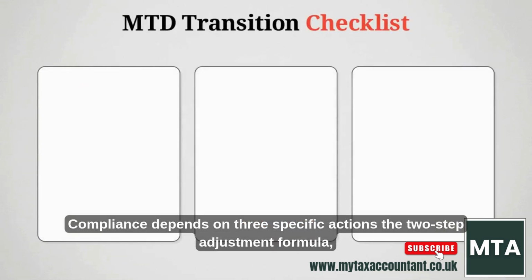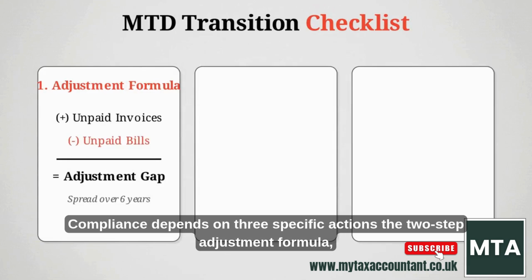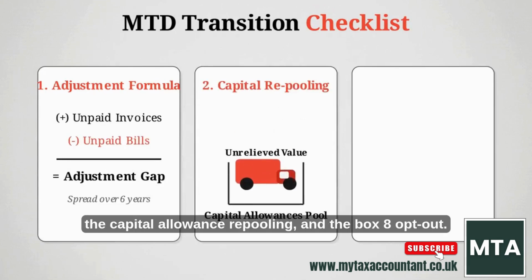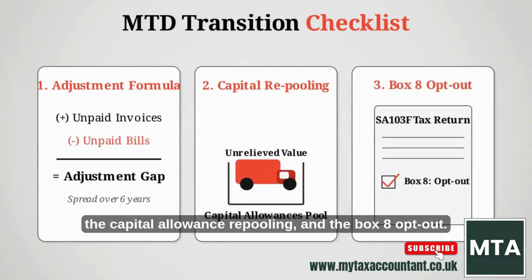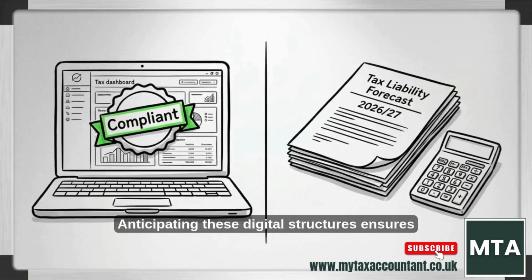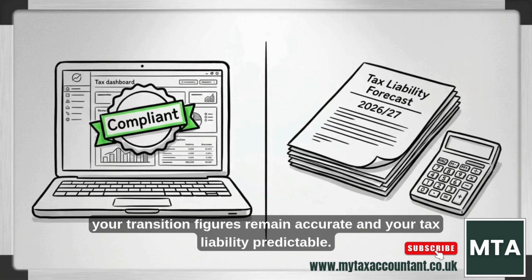Compliance depends on 3 specific actions: the 2-step adjustment formula, the capital allowance repooling, and the box 8 opt-out. Anticipating these digital structures ensures your transition figures remain accurate and your tax liability predictable.